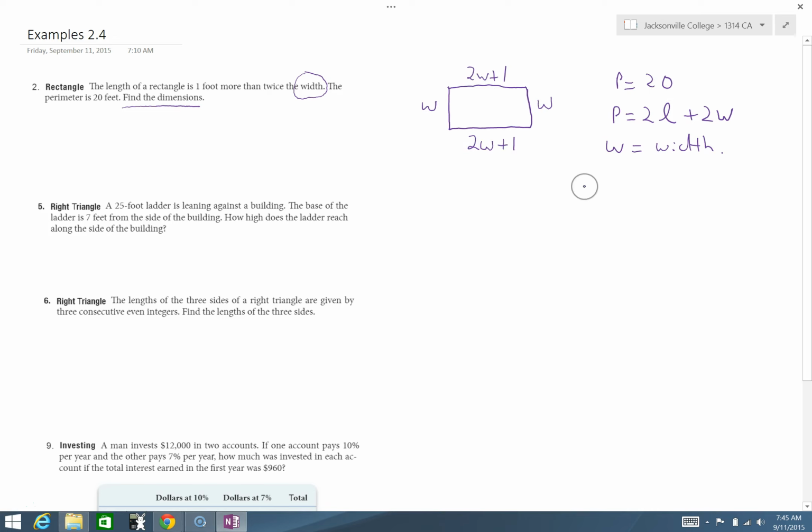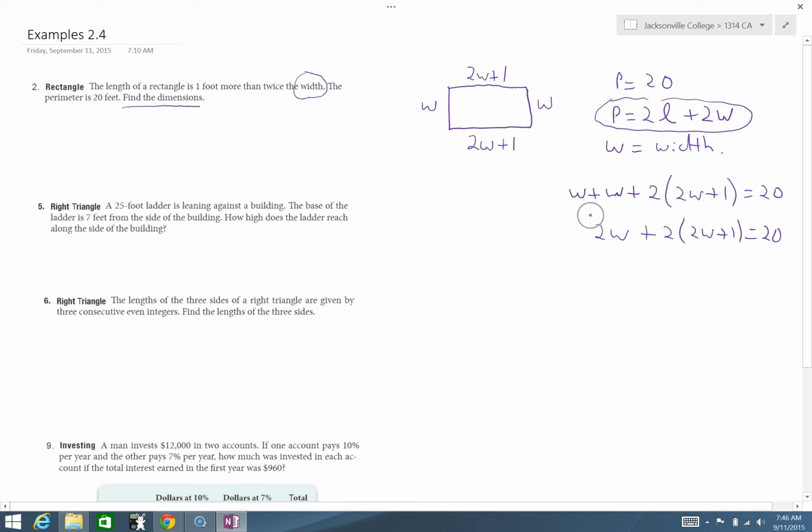Here I go. W plus W plus 2W plus 1 plus 2W plus 1. I'm just going to save time, write that as 2 times 2W plus 1. And these 2W's here, I could just call them 2W, combining like terms. This is all going to equal 20. So adding these together, I get my 2W's. All this is 20. And you can see that this equation here is really the same as this one.